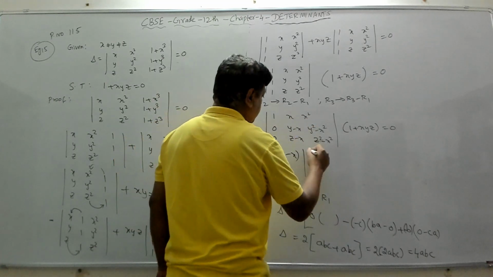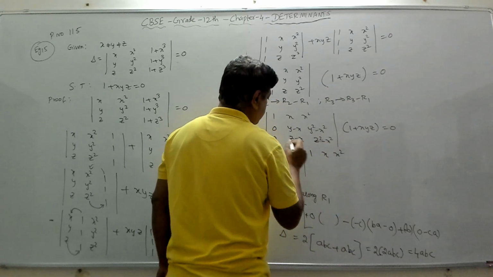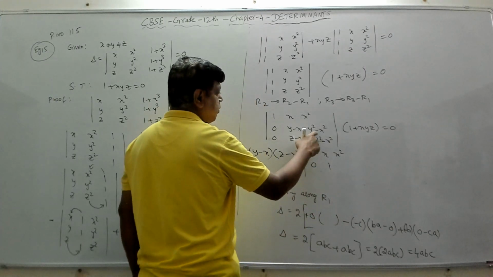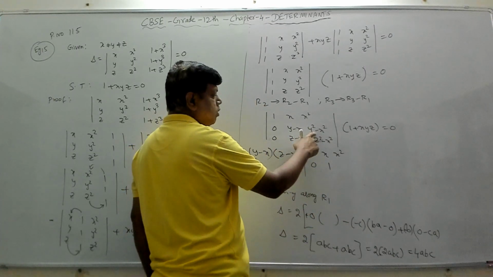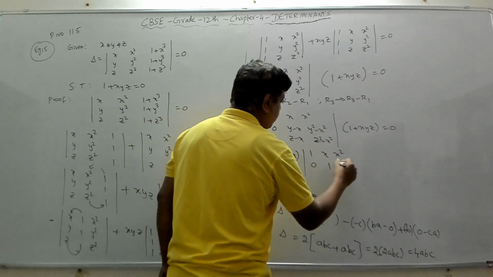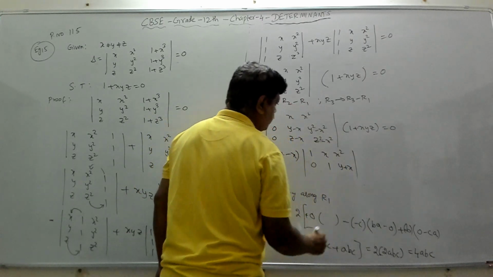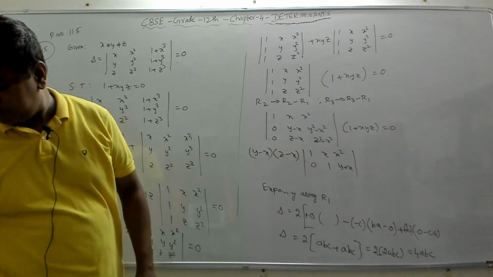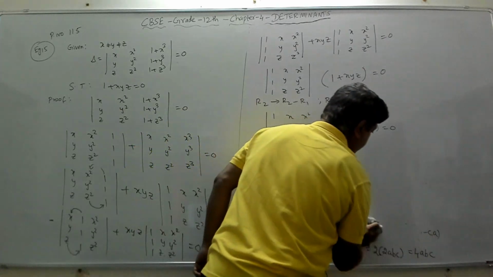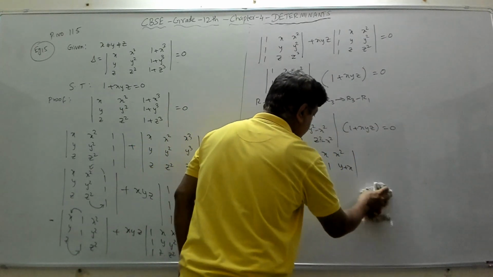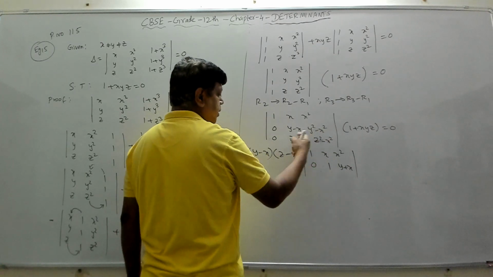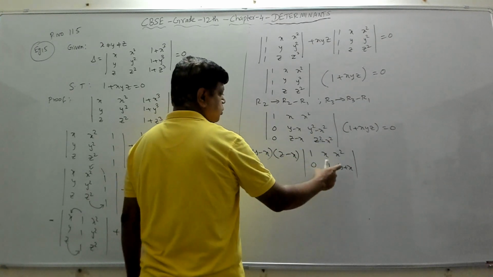Then my determinant will become 1, x, x square. Here is 0. I have taken y minus x out, so this will become 1. Here y minus x is taken out. So y square minus x square means y minus x into y plus x. Y minus x is taken out, you will have y plus x. A plus b into a minus b is a square minus b square, right? So this can be written as y minus x into y plus x. But y minus x we took out, so you will have y plus x.